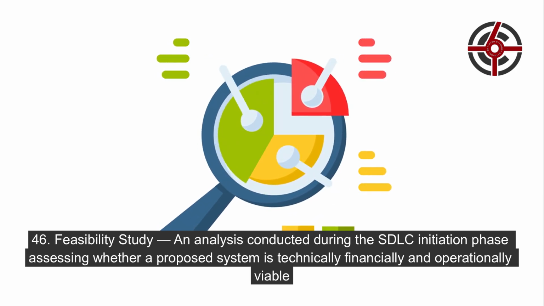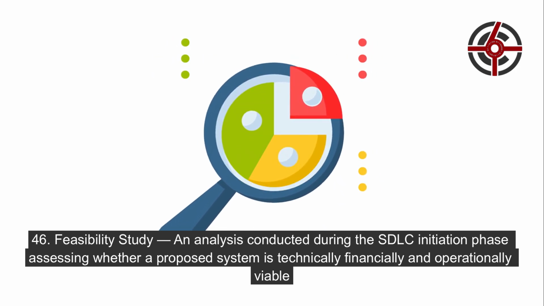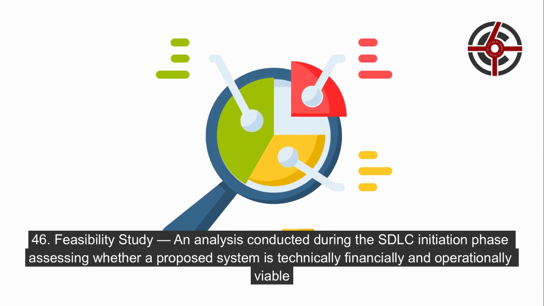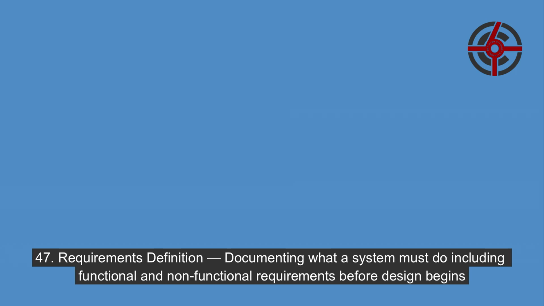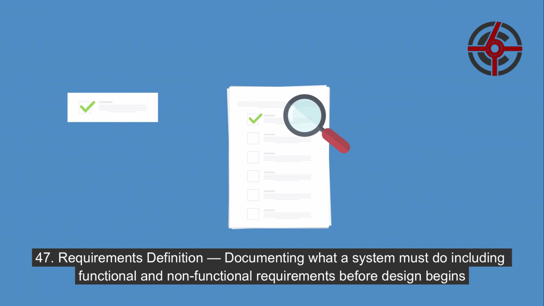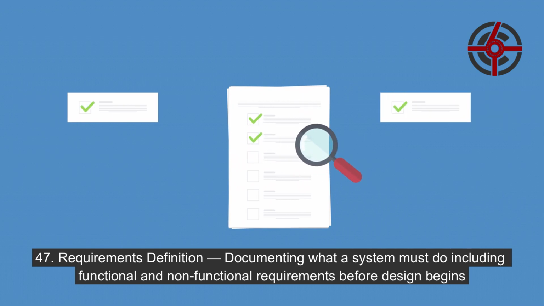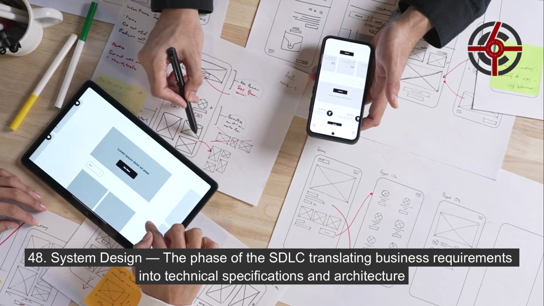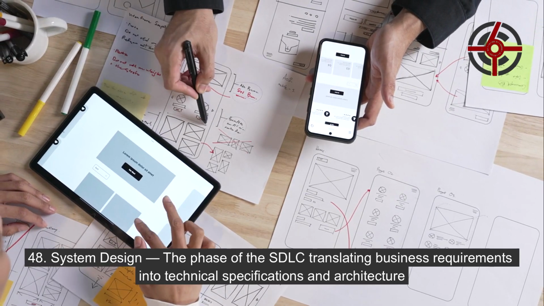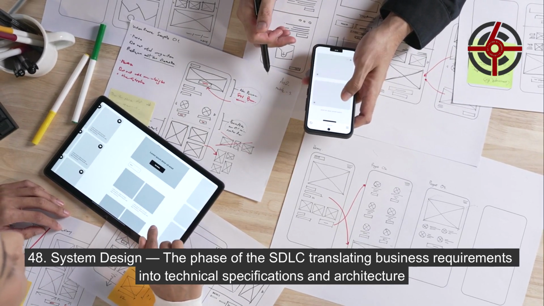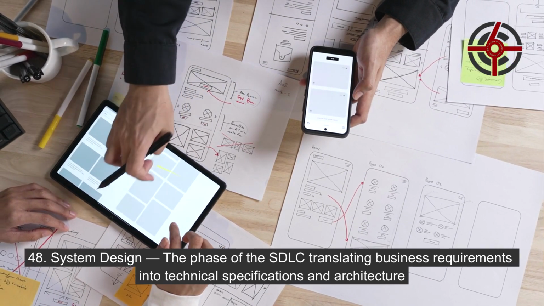Feasibility study. An analysis conducted during the SDLC initiation phase, assessing whether a proposed system is technically, financially, and operationally viable. 47. Requirements definition. Documenting what a system must do, including functional and non-functional requirements before design begins. System design. The phase of the SDLC translating business requirements into technical specifications and architecture.